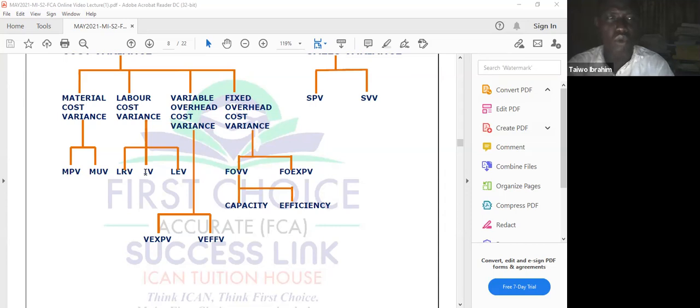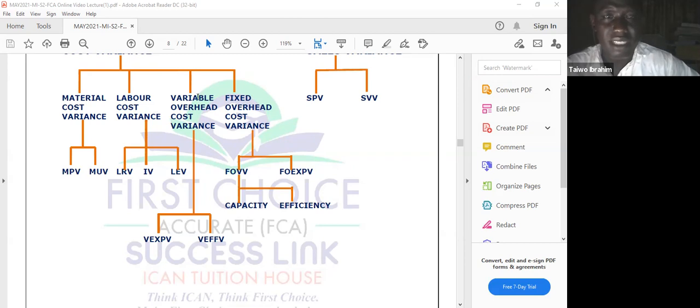So at the end of the day, you must know that for all these variances that we're talking about, they are either favorable or adverse. The one that pays the organizations is a favorable one. The one that affects the profit of the organization negatively is the adverse one. So you should be able to interpret it correctly, because the examiner will not pardon any student that computes the solution rightly but refuses to put the appropriate sign, whether adverse or favorable. It's very important.